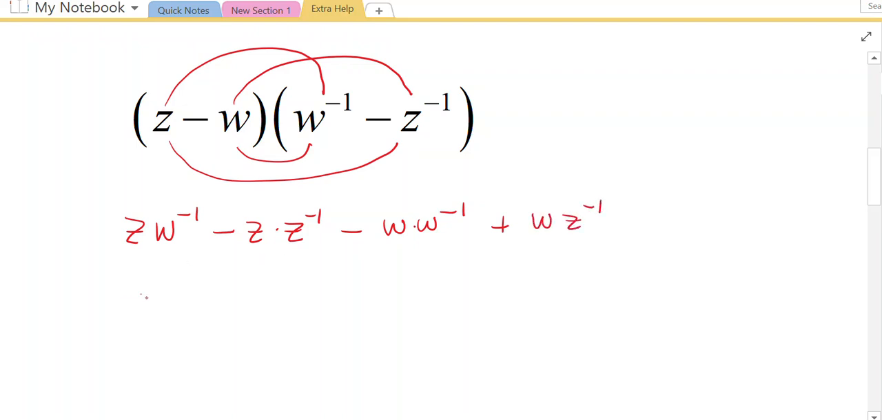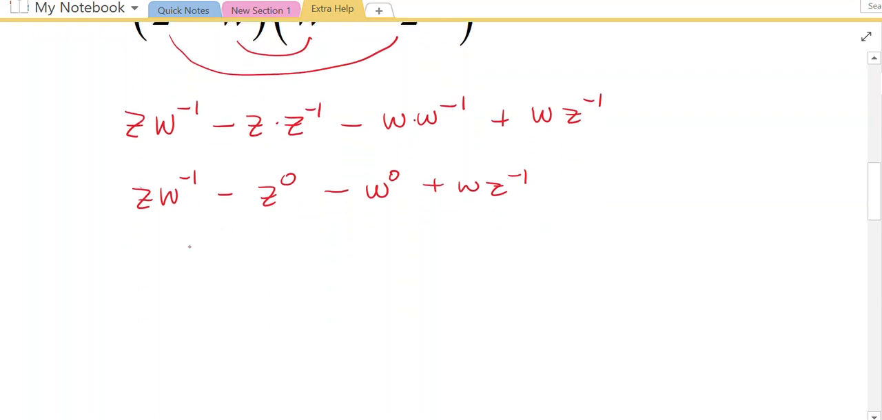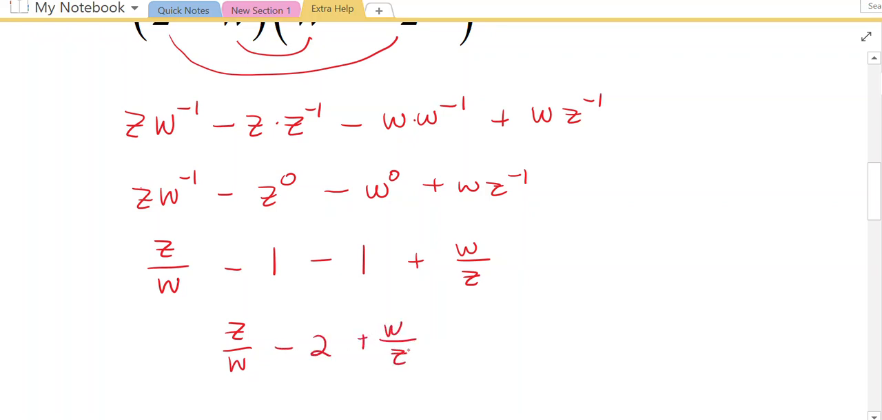Now, here we're going to get z w to the negative 1, minus z to the 0, minus w to the 0, plus this. We don't want any negative exponents, so I'm going to write this as z over w minus 1, because z to the 0 is 1, w to the 0 is 1, and w over z. So this is one way to write this, and I would consider this a simplified form.